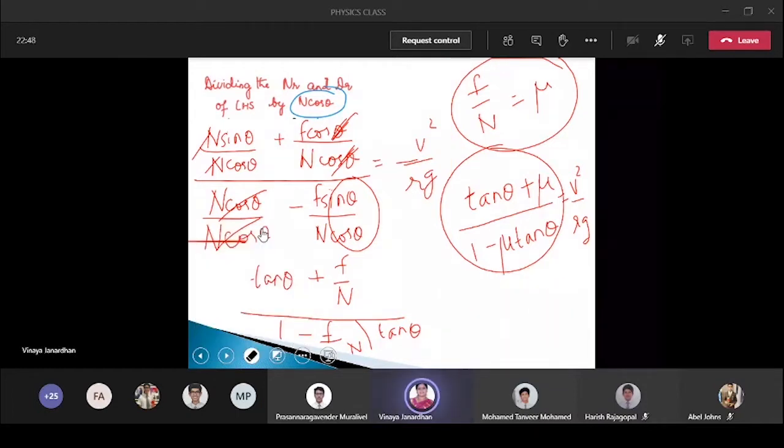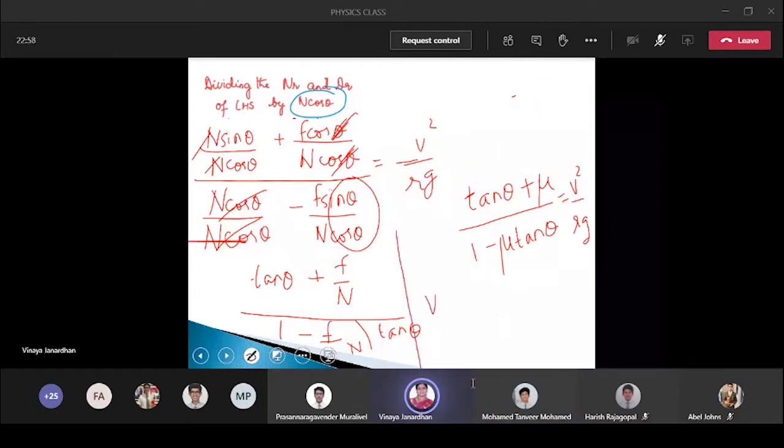Now look at this expression. Shall I erase all? I'm not able to erase this. Here, what is V squared? V squared will be equal to Rg into mu plus tan theta divided by 1 minus mu tan theta. This is what I am getting. Is that correct, boys?